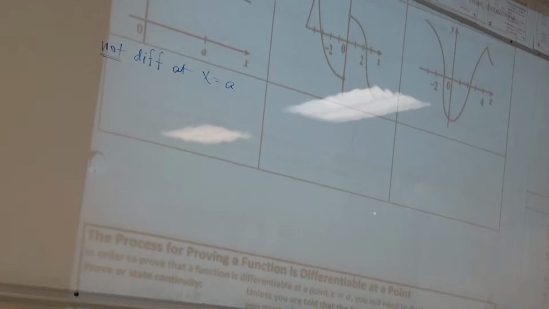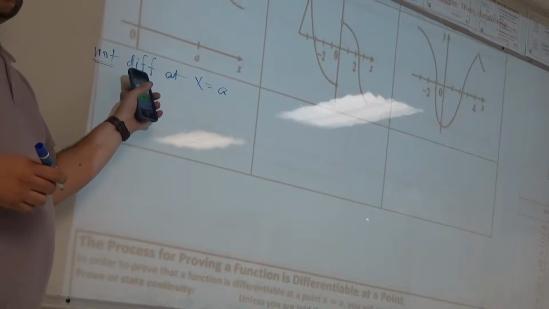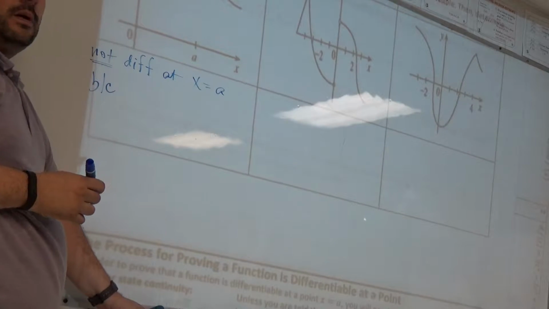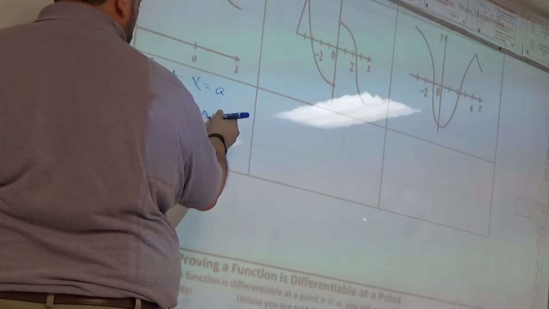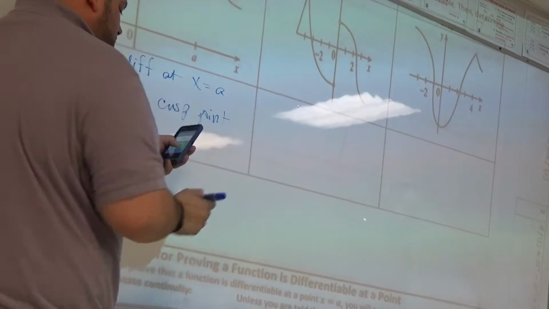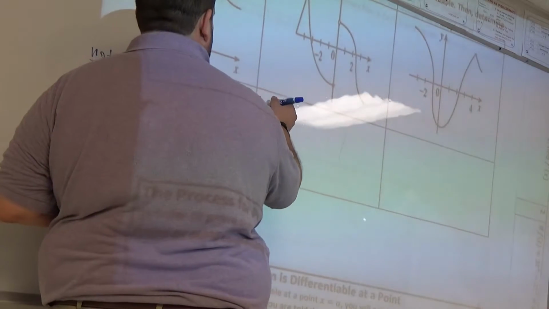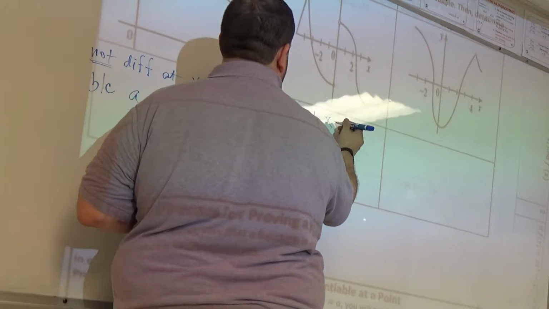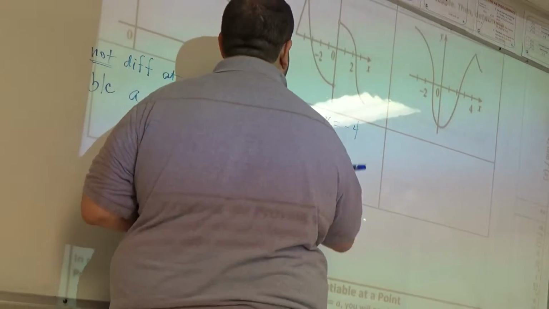And Jasmine, why is it not differentiable there? The function is not differentiable at x equals a because there is a cusp point. All right, graph number 2. Coming to Edgar. Not differentiable where? At x equals -4 and 0. Okay, at x equals -4 and at x equals 0.